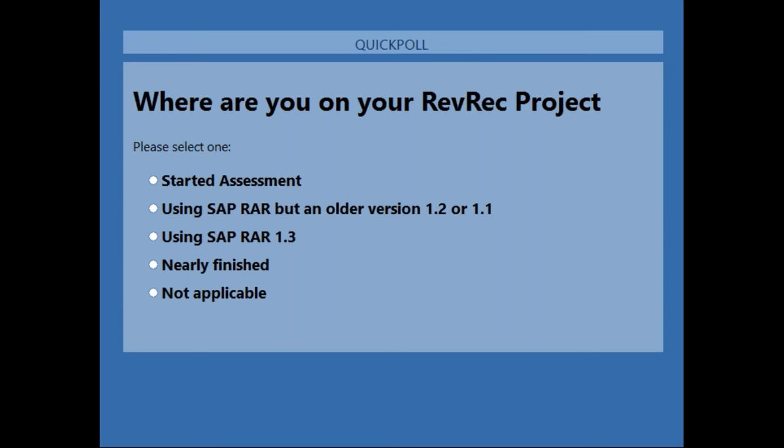The results are finished. 81% of you voted. Thank you for that. 40%, Pete, have started their assessment. Of the remainder, 14% of people are doing a project but are on an old version, 1.2. 14% are on 1.3, and 9% nearly finished, and 23% are non-applicable. So a lot of folks on here are in the started assessment phase, so that's interesting to know. With that, you should have control of the screen, and we'll turn it over to you.